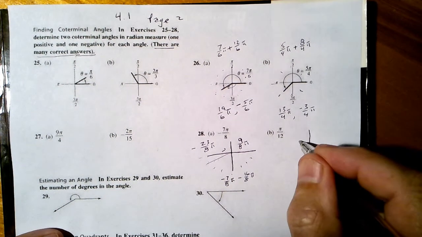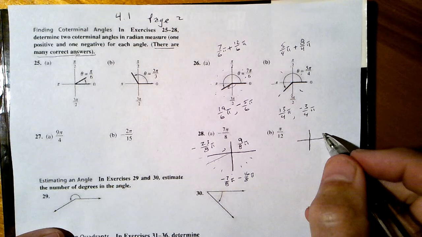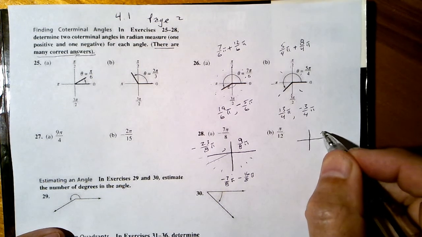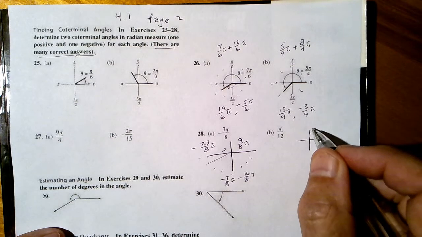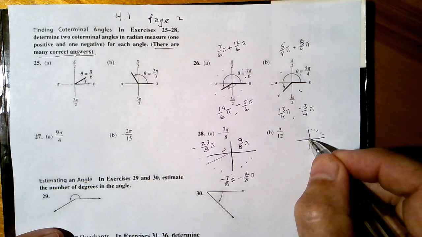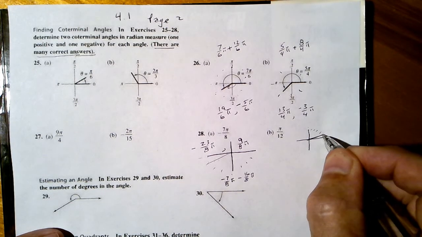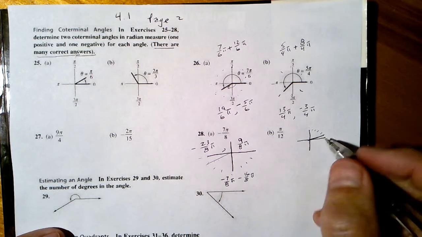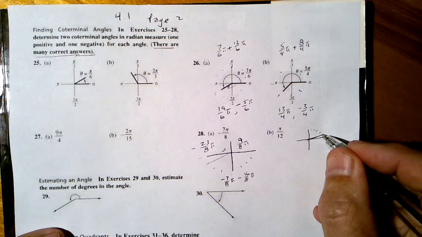Pi on 12, I'm going to go a little smaller here. 1/12, that means it takes 6 steps to get to here. 1, 2, 3 to the middle, 4, 5, 6, but we're just right here, just 1/12 pi. A twelfth of 180, by the way, is 15 degrees. Really small angle right here.